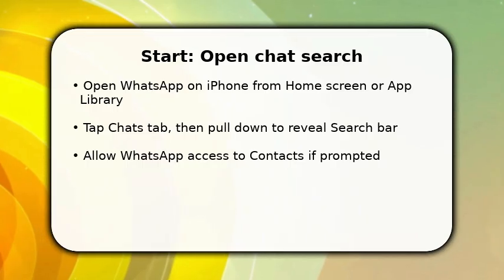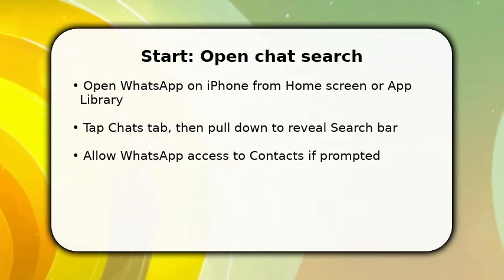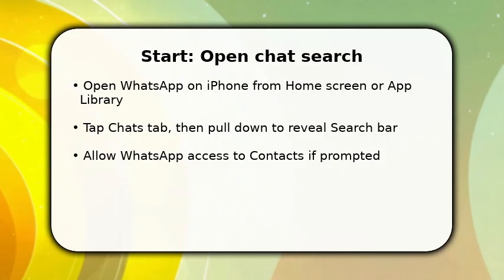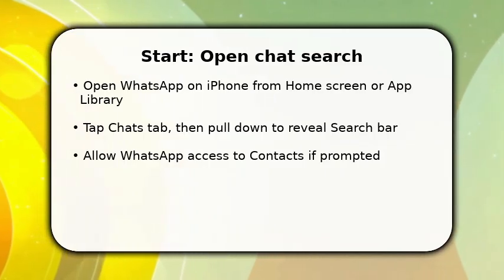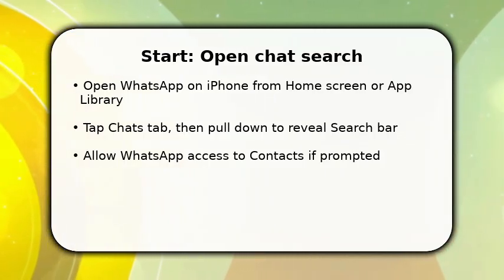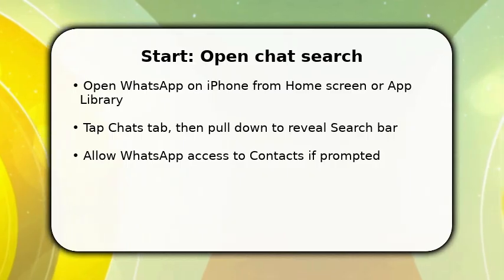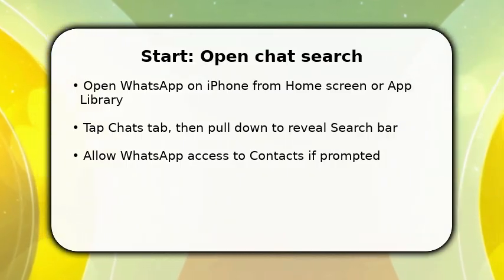Make sure WhatsApp has access to contacts so names appear correctly. Without it, you may only see numbers. Now type a keyword, name, or emoji. WhatsApp begins filtering messages and chats as you type, showing matches instantly to save time.